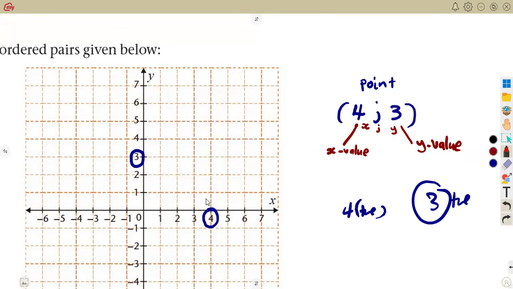The 3 is here. So the 4, we are going up with 4 like this. You're going with 3 like this. Where are they going to meet? You'll see that they will meet here. So that is how you can indicate a point. You can simply see that, okay, 4 going up, 3 going this side.